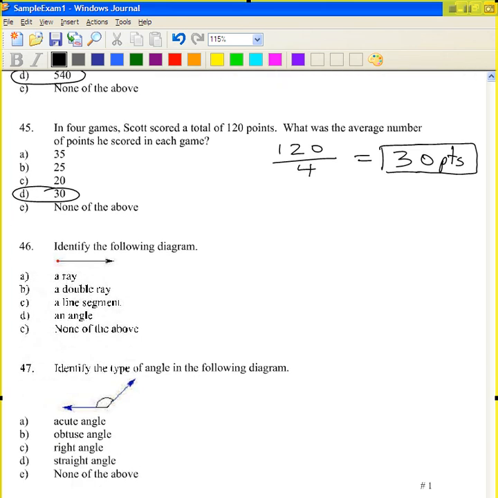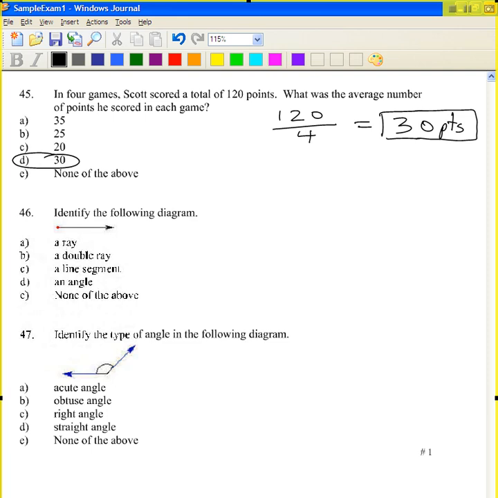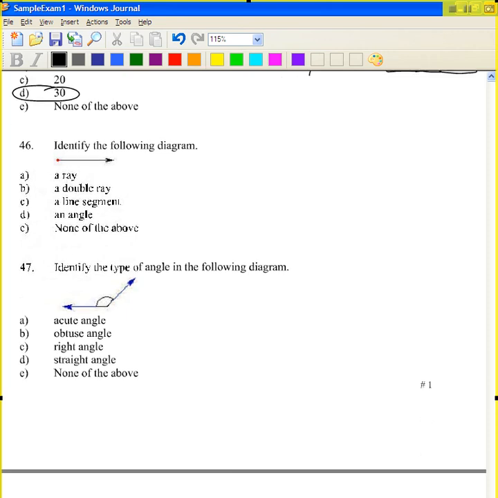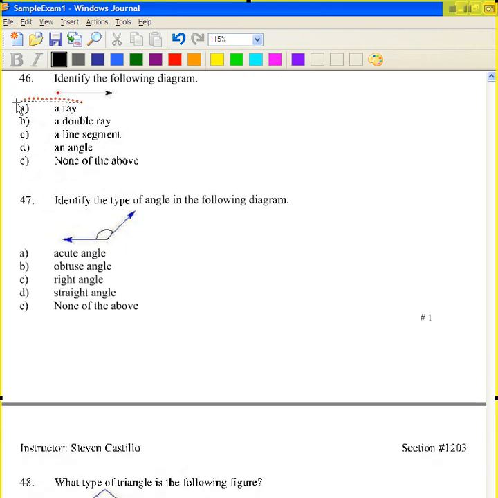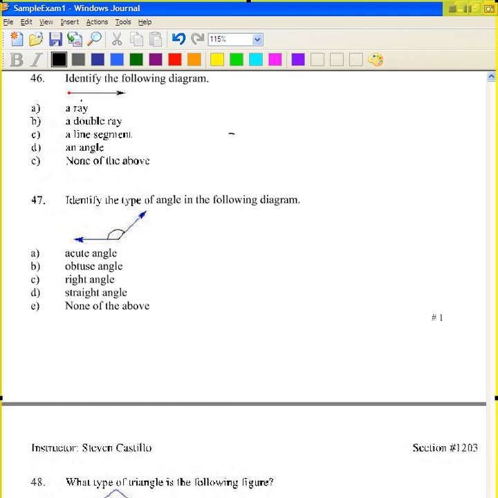Let me do problem number 46. Identify the following diagram. Well, it's a ray. Identify the type of angle. Well, it's bigger than 90 degrees, so it's an obtuse angle.